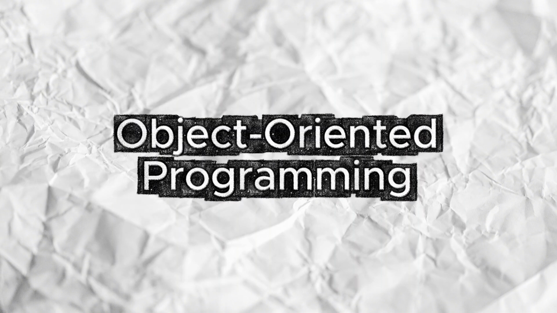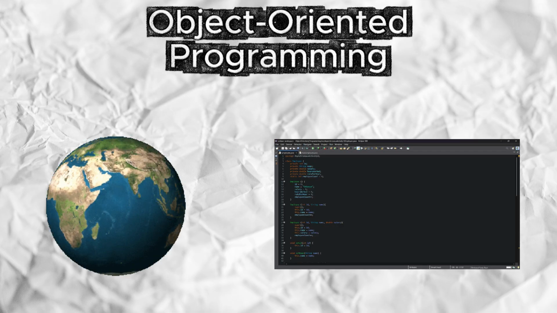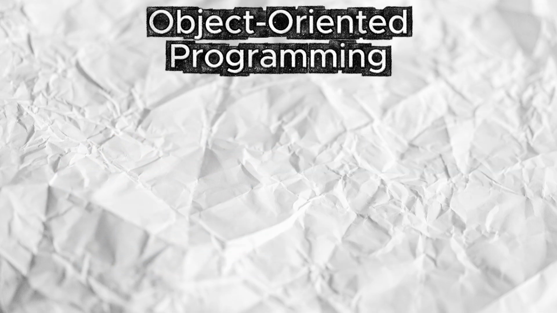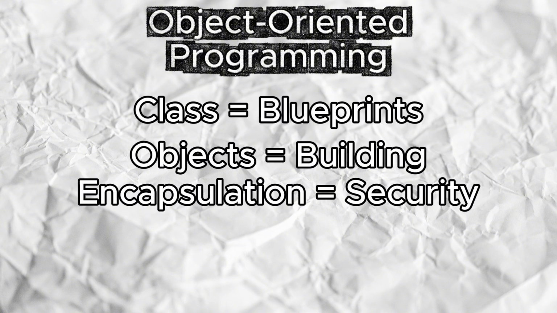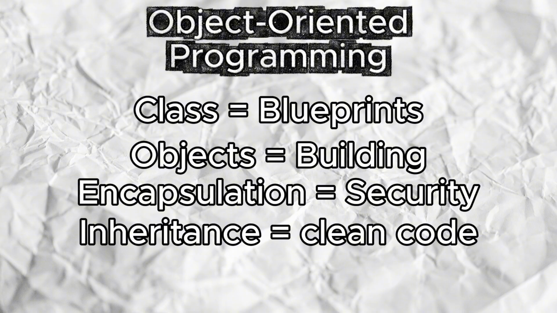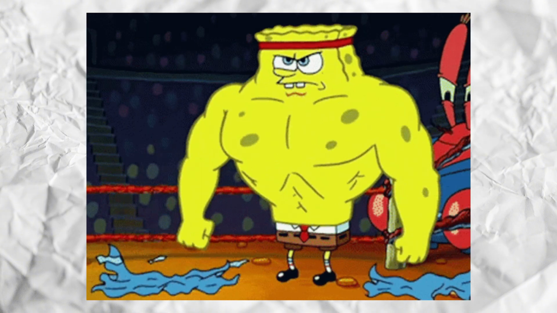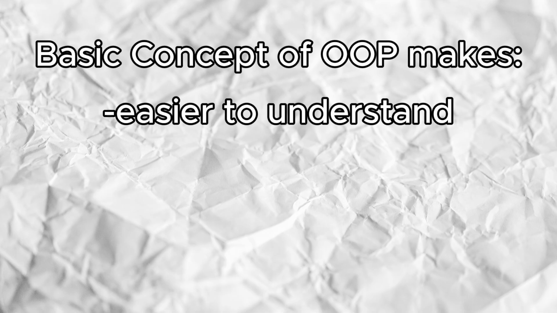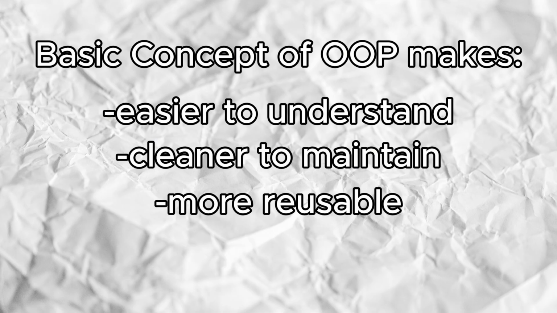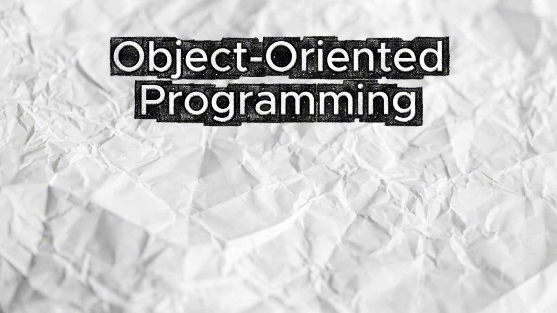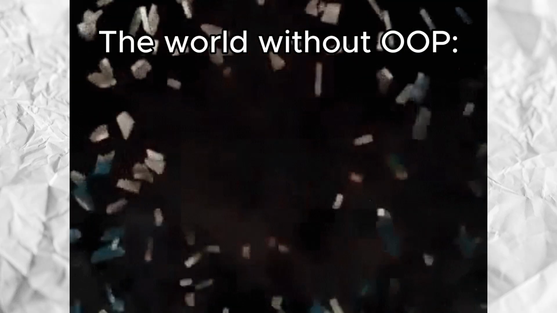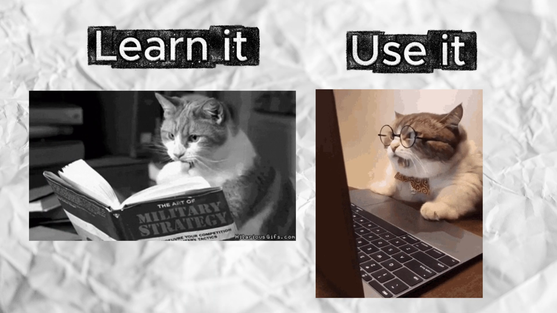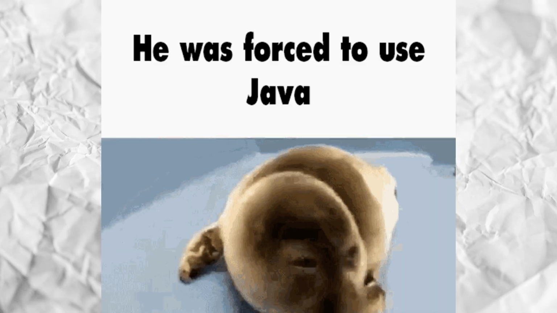To wrap it all up, object-oriented programming is like bringing the real world into your code. We create classes as blueprints, build objects as real examples, use encapsulation to protect what should stay private, and rely on inheritance to pass down traits and behaviors. These simple but powerful ideas make our programs easier to understand, cleaner to maintain, and way more reusable. So, yeah, OOP isn't just some boring coding concept, it's literally how we make programs behave like the real world. Learn it, use it, and you'll save yourself from spaghetti code, and probably some headaches too.